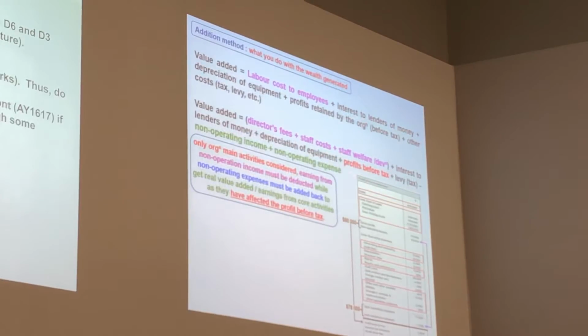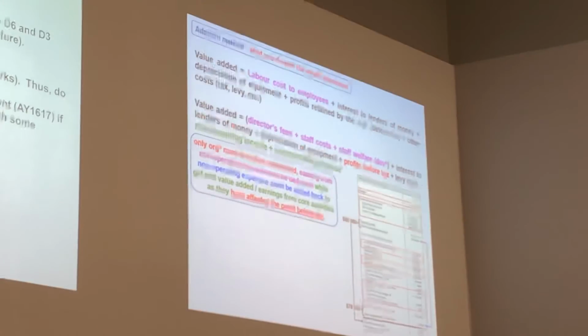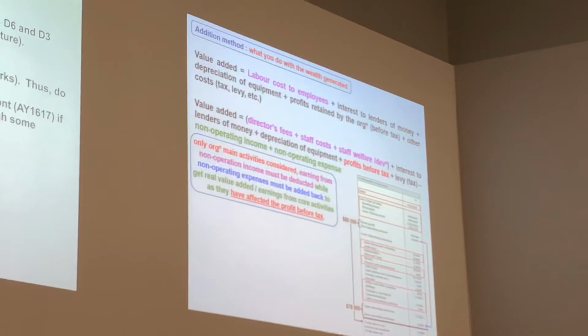So I need to tweak my profit before tax to exclude these items. What makes the profit before tax look good here? The 10,000 non-operating income, am I right? It's actually making my profit before tax look good. So I don't want it. So what must I do? I must minus away the non-operating income.